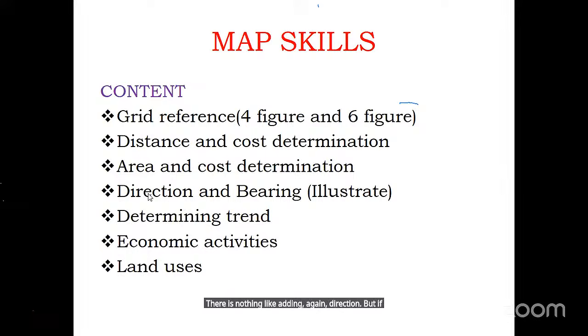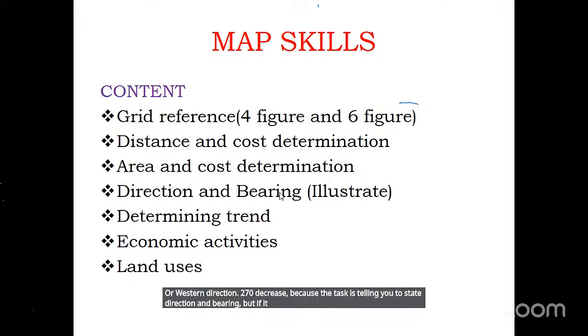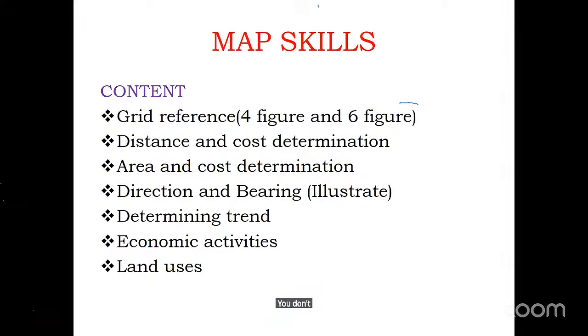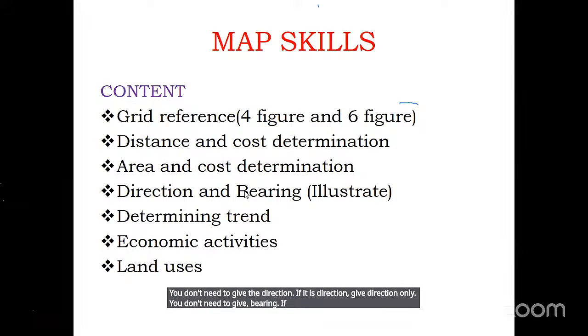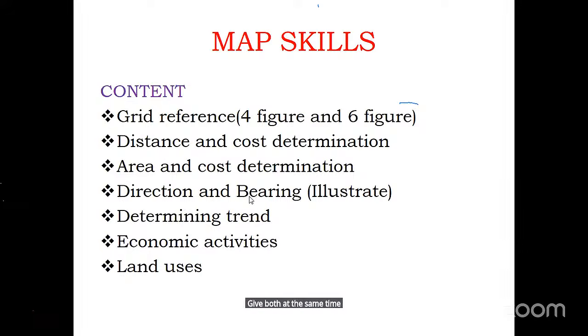But if the question is telling you, the task is telling you, determine the direction and bearing, then you are going to say A is in the eastern direction, 90 degrees, or western direction, 270 degrees, because the task is telling you to state direction and bearing. But if it is just bearing, just give bearing only. You don't need to give the direction. If it is direction, give direction only. You don't need to give bearing. If they are both, give both at the same time, not the way mathematics does.